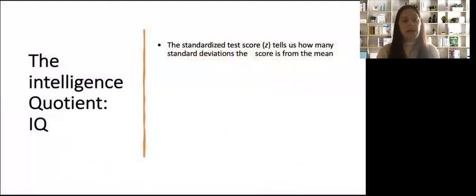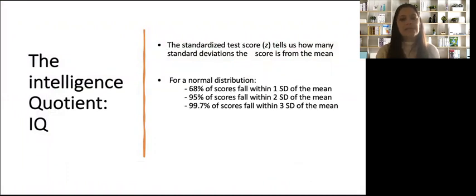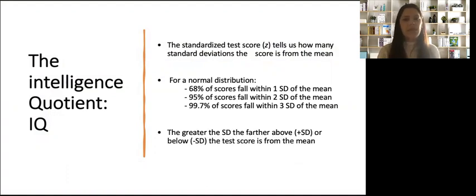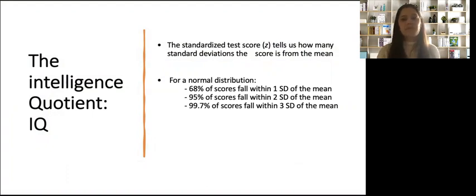The standardized test score, which is represented by the letter Z, tells you how many standard deviations a score is from the mean or the group average. So when we're looking at a normal distribution of scores, like we did on the previous slide, 68% of those scores are going to fall within one standard deviation of the mean. 95% of those scores will fall within two standard deviations of the mean or the group average, and 99.7% of scores are going to fall within three standard deviations of the mean.